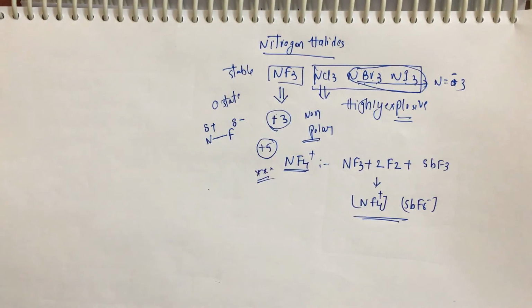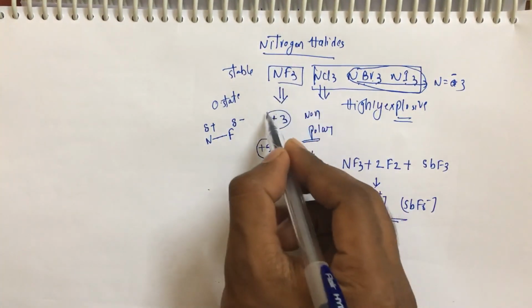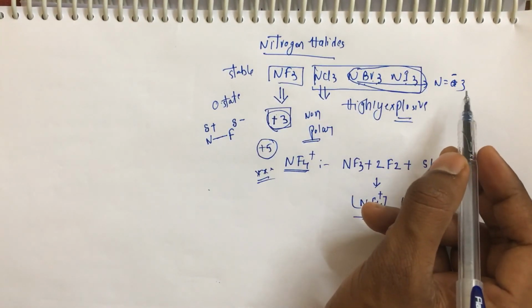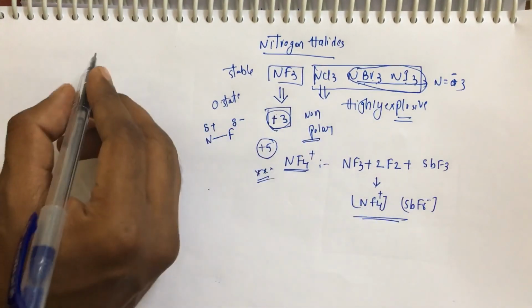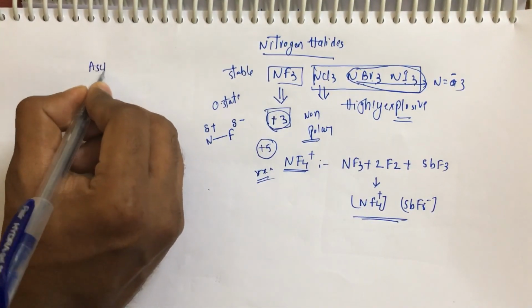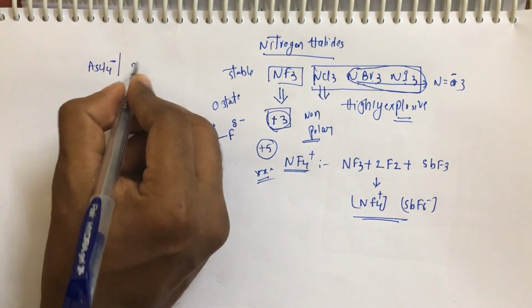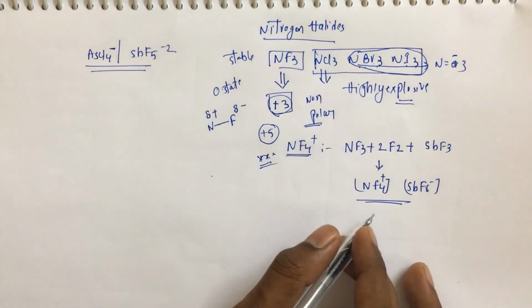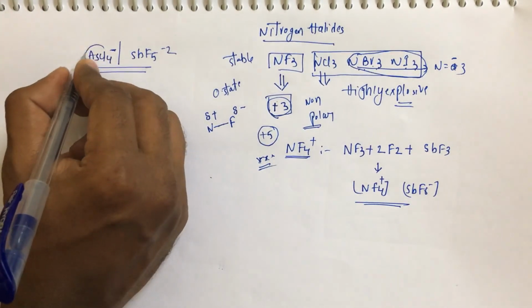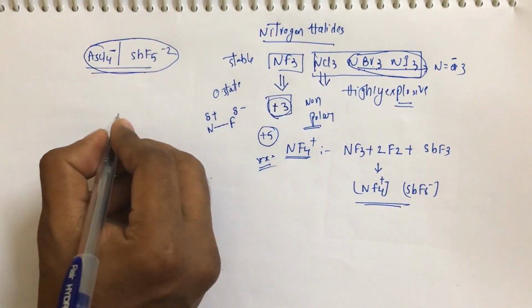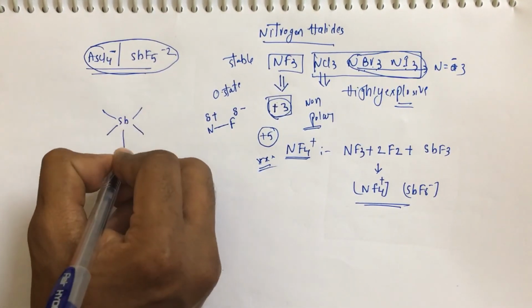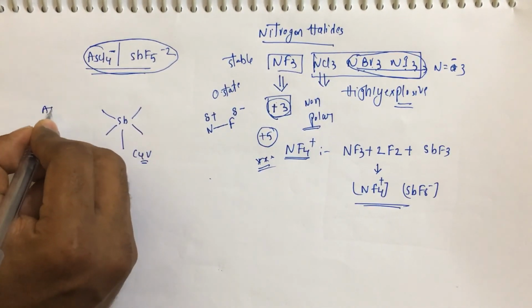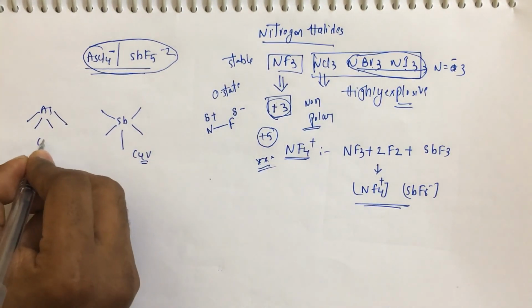So the points to remember: in case of NF3 it exists in +3 oxidation state. In case of these two it exists in -3 oxidation state. And other halides can show AsCl4 minus and SbF5 2 minus. So these are also possible to exist. And here what we need to remember is that the point groups of these compounds are very important. So SbF5 2 minus exists like this. So this will be a C4v point group, and the AsCl4 minus structure will be like this. This also comes under the C4v point group.